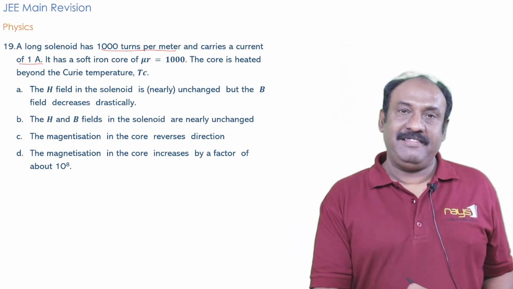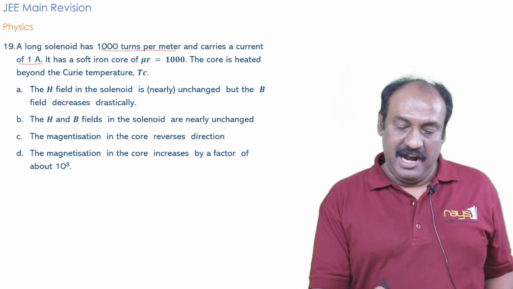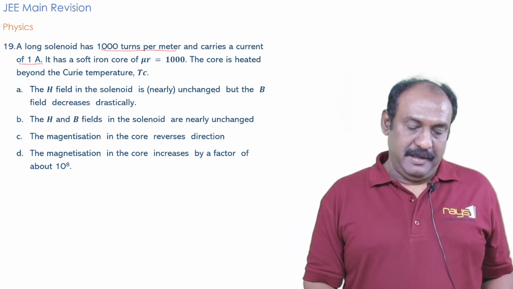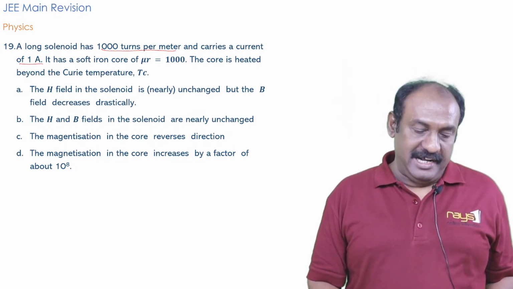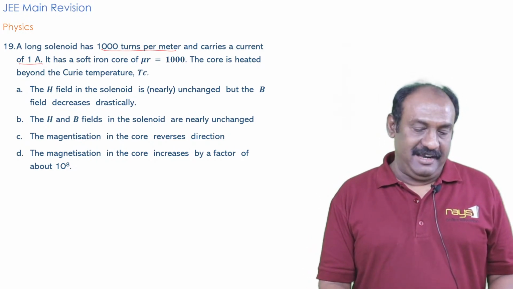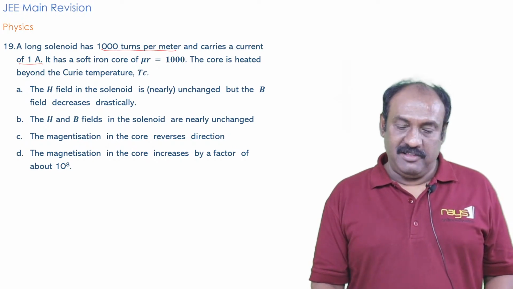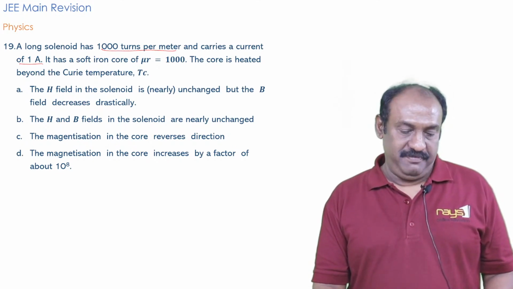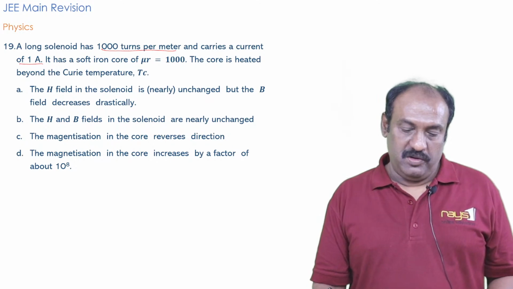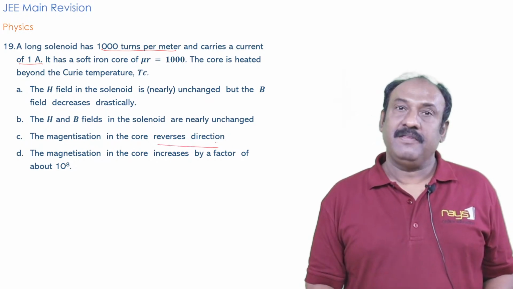H field, that is intensity of the magnetic field in the solenoid, is unchanged, but the magnetic field B, magnetic field induction B, decreases drastically. The H and B fields in the solenoid are nearly unchanged. The magnetization in the core in reverse direction.